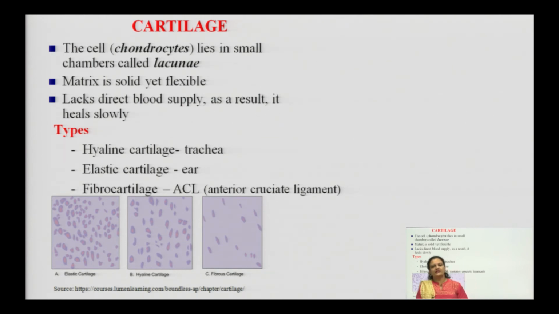The example is the inner layer of the ear, or we can say the eardrum is made up of this elastic cartilaginous tissue. The third type is fibrocartilaginous tissue. The example is the anterior cruciate ligaments. So the anterior means the front part of the cruciate ligament is made up of fibrocartilaginous connective tissue.